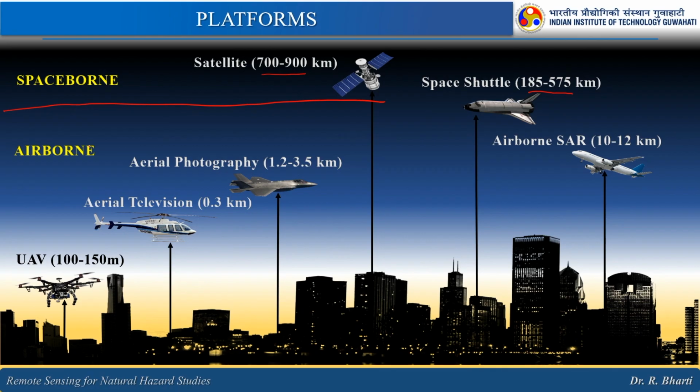When we place our sensor in the air or in the atmosphere, within the proximity of the atmosphere, we call it airborne. So airborne data acquisition refers to aerial photography, airborne SAR, aerial television, that is also airborne proximity, then UAV. So all these are airborne data acquisition. So you have two major categories, space-borne data acquisition and airborne data acquisition.